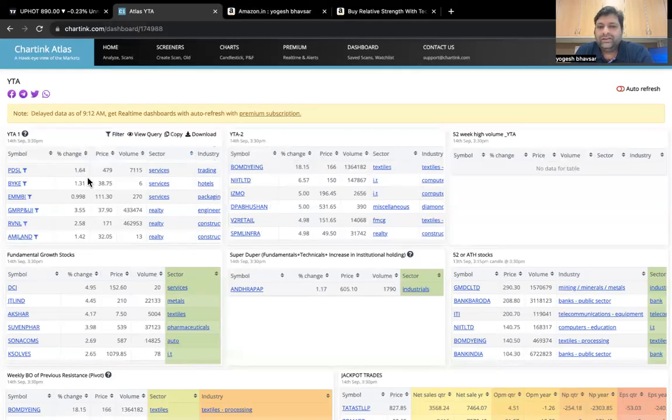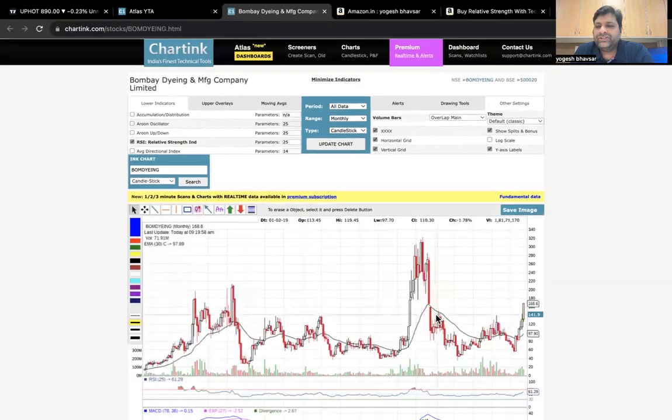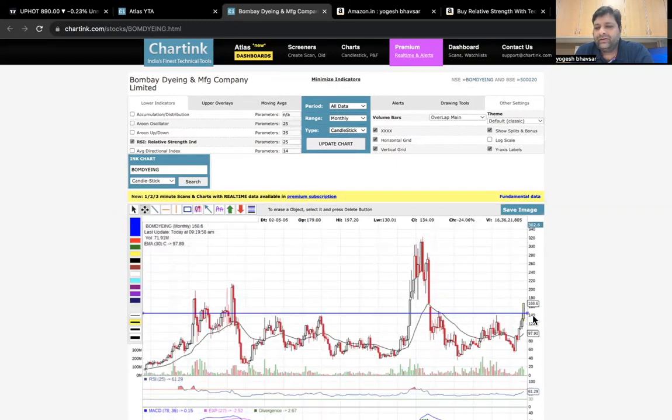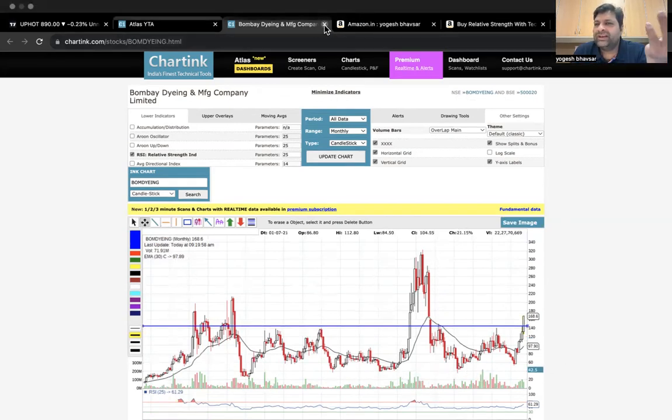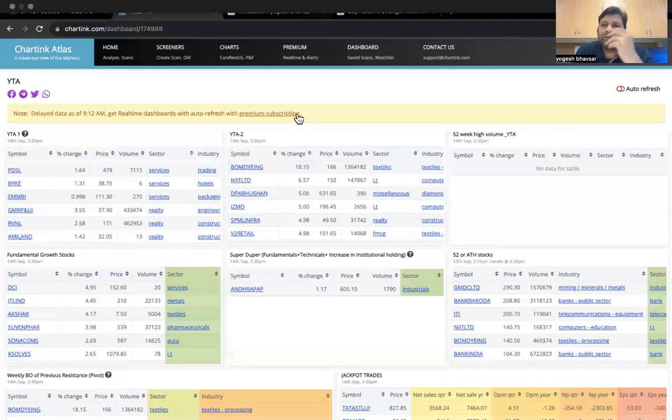Now, on the right hand side, again, if you press the percentage, you see Bombay Dyeing has given an 18% jump and it has been above this particular resistance over here. But what I see is there's not a lot of volumes, and Bombay Dyeing has news of a sale of property today. Some deal has happened.